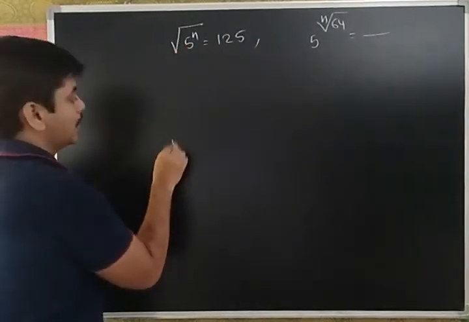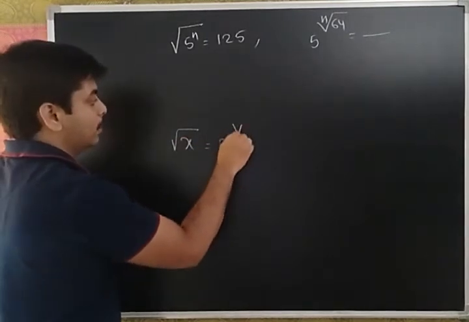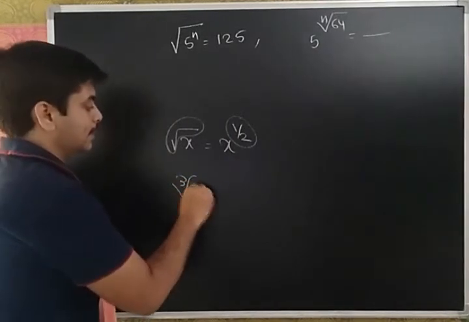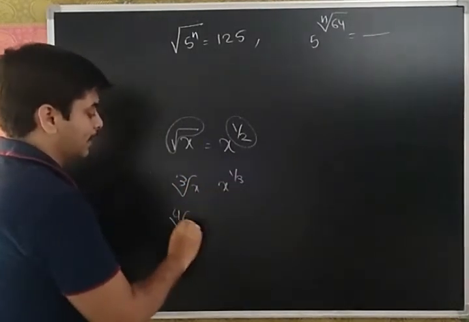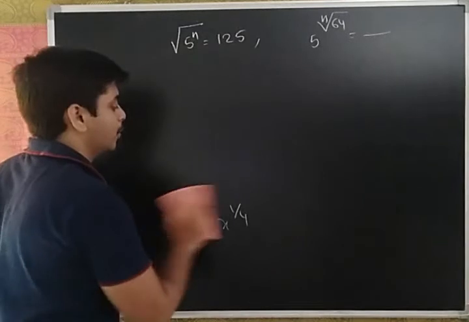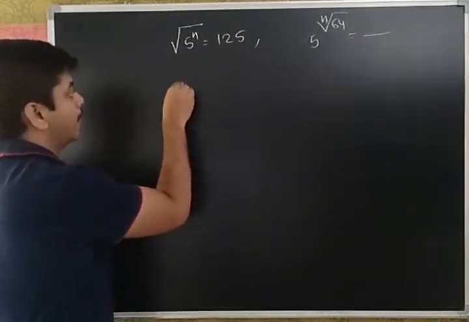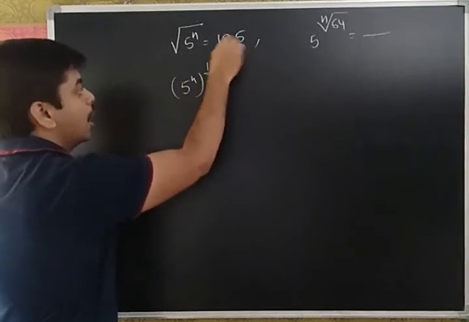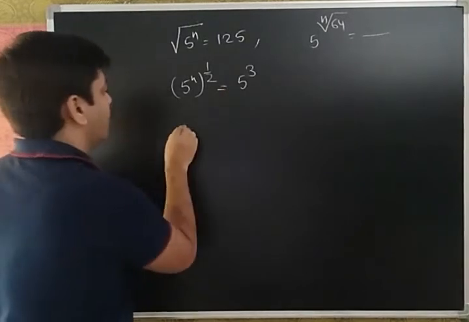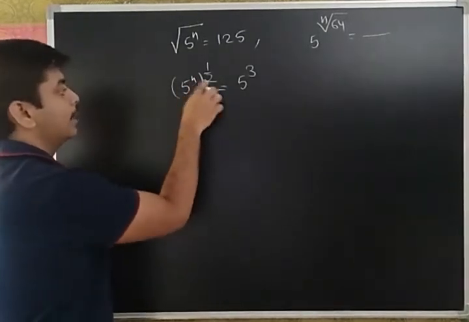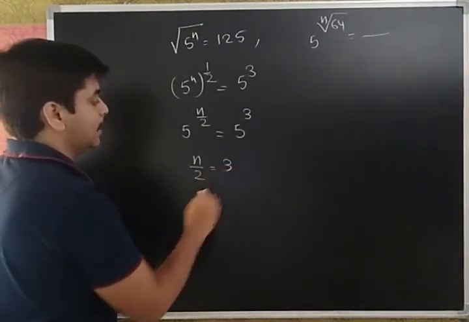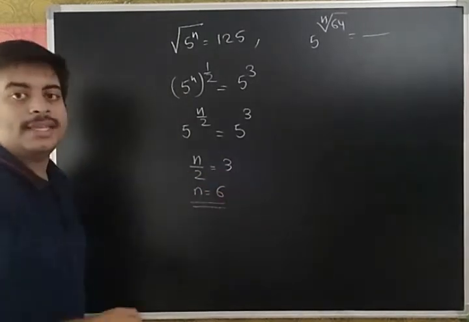Root x is always equal to x power 1 by 2. Cube root of x is x power 1 by 3. Fourth root of x is x power 1 by 4. In that way, root means power 1 by 2. So 5 power n, whole power 1 by 2, is equal to 125, which is 5 cube. So 5 power n by 2 is equal to 5 cube. Equate the powers: n by 2 is equal to 3, n is equal to 6.